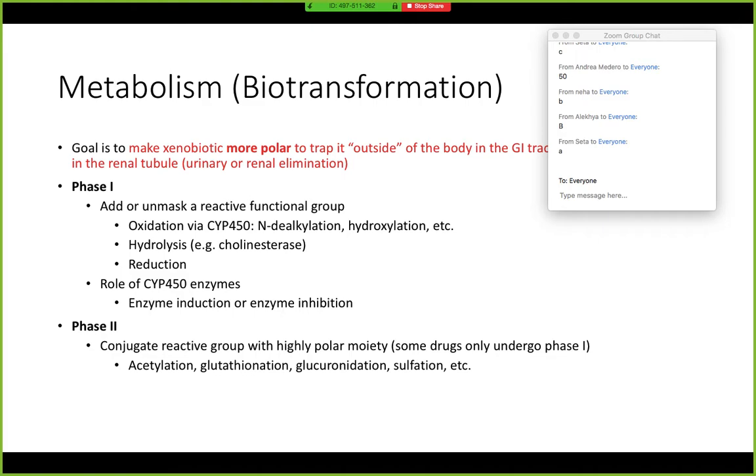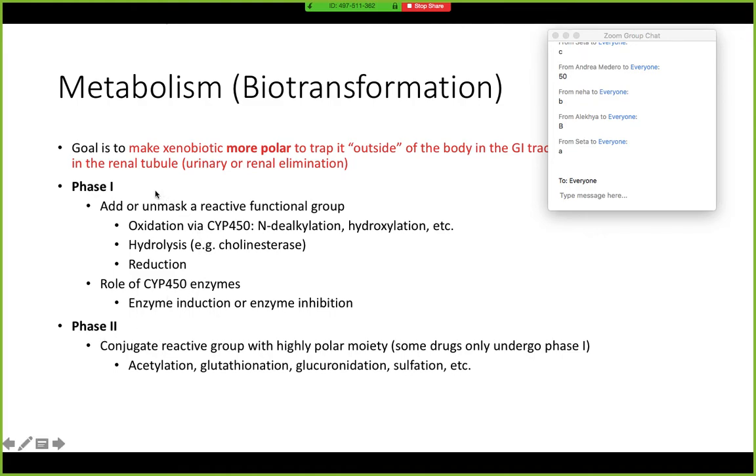So phase 1 and phase 2 metabolism, I wouldn't worry so much about what exactly is phase 1, what exactly is phase 2, as I would some of the examples that she gave as far as the charts.